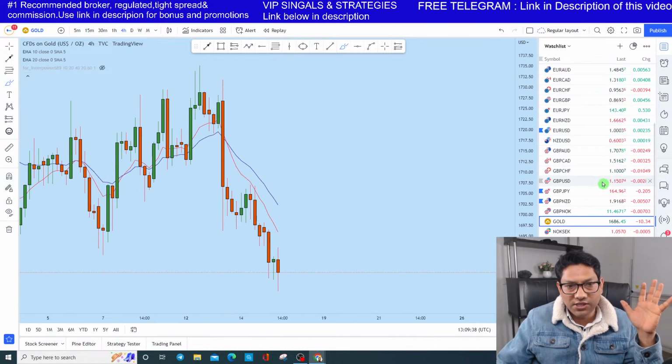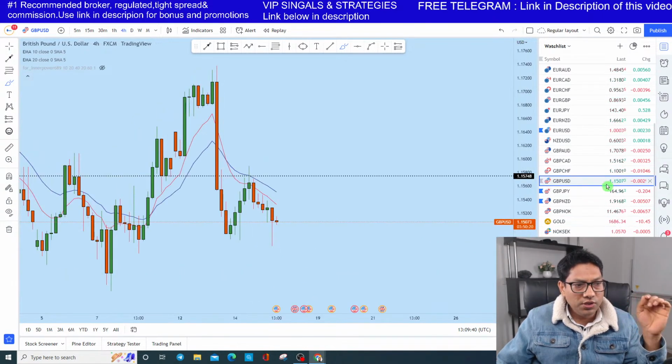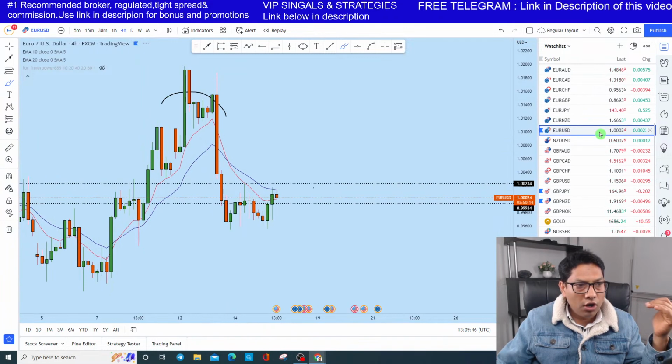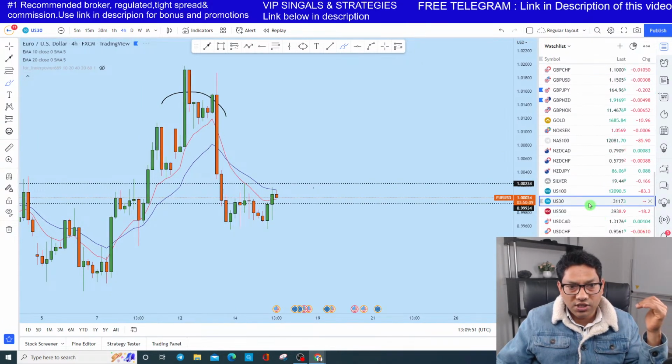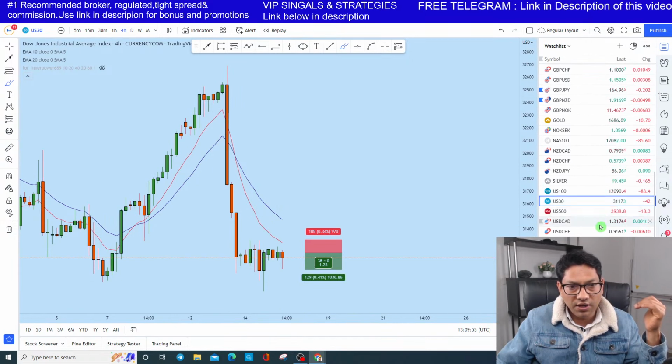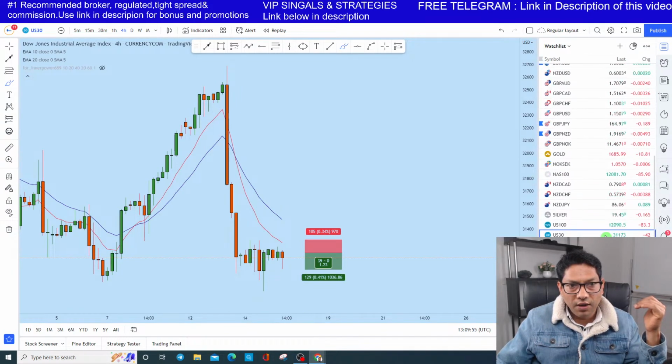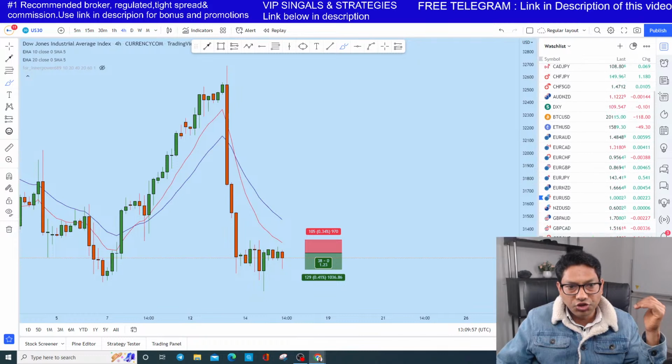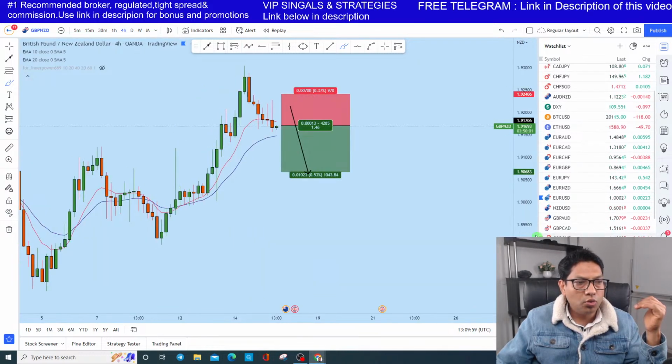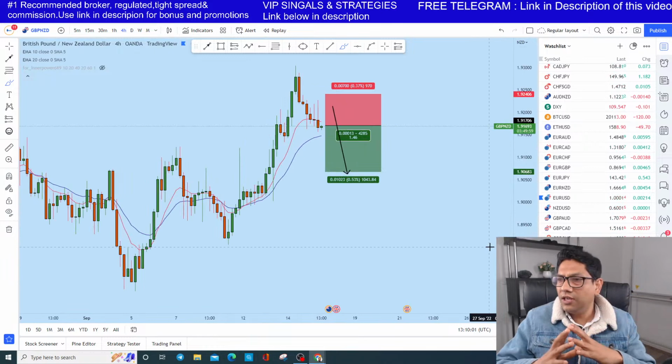Okay guys, so this is what is happening: we see that the dollar is still stronger in my opinion, and I think euro dollar will continue to drop. US 30, yeah, it's coming down, and GBP NZD could continue to drop. So this is the thing guys.